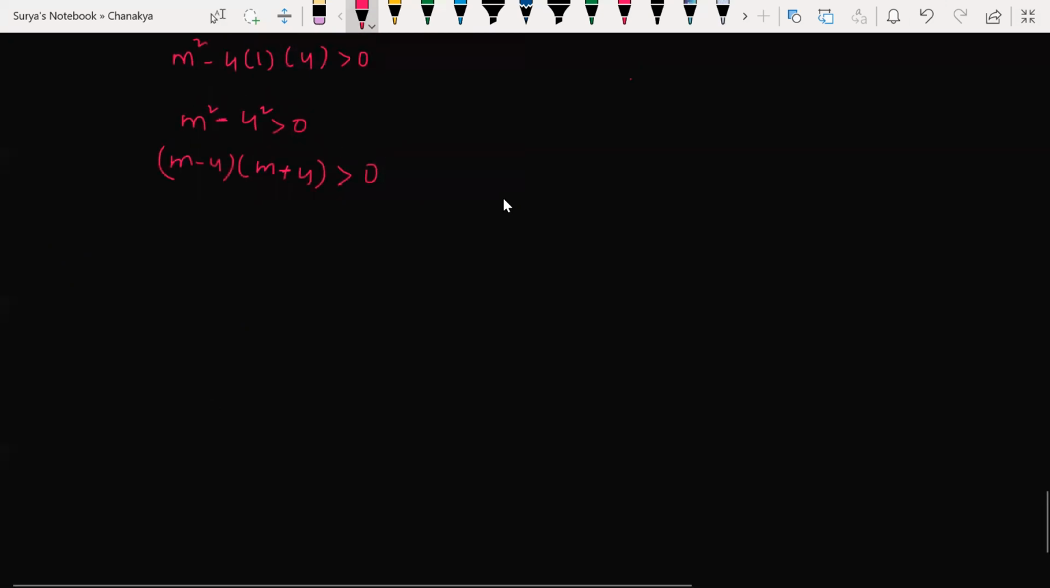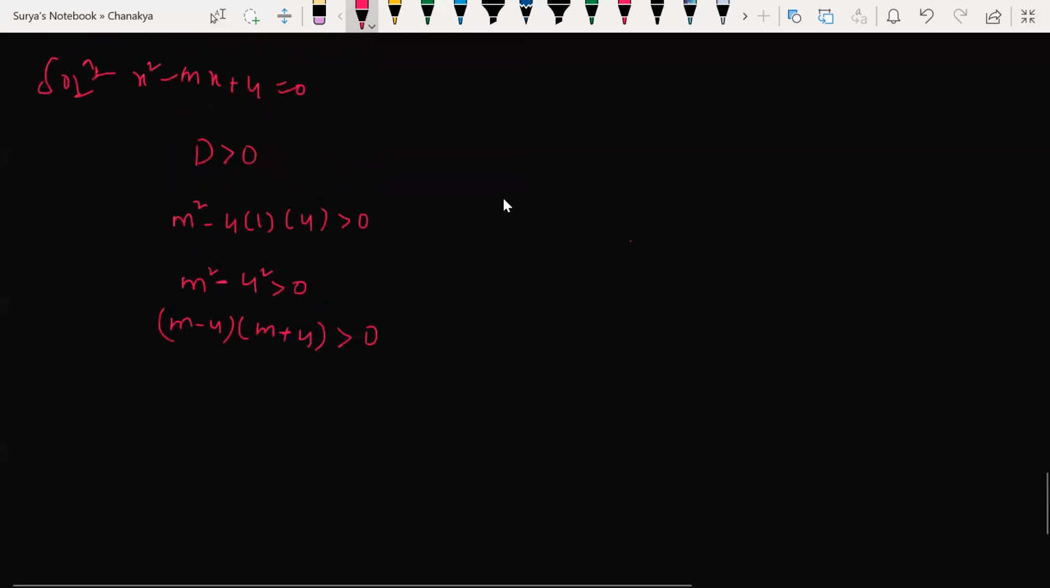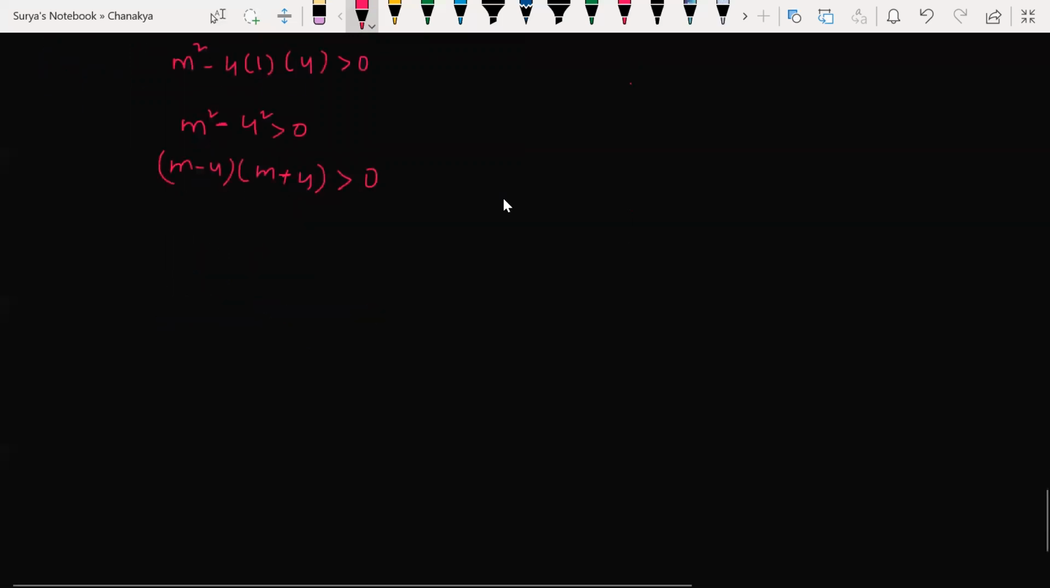So this is how I just wrote it. Discriminant greater than 0. Why? Given that the roots are real and distinct. Greater than 0 by using the wavy curve method. What does the wavy curve method say? Here all the powers are odd powers. So I just write the critical points here, minus infinity to plus infinity, minus 4 and plus 4. These are the critical points. From the right to left, I'll write plus, minus, plus.